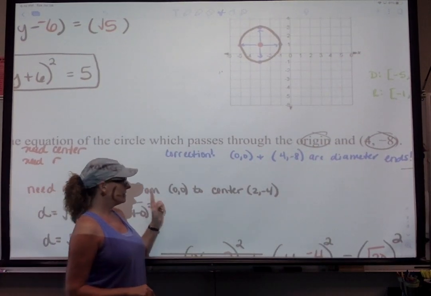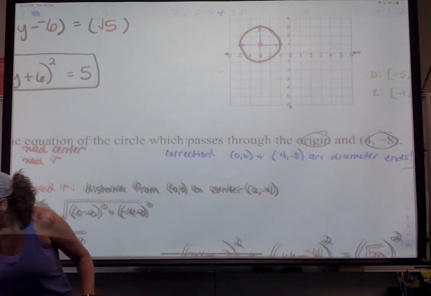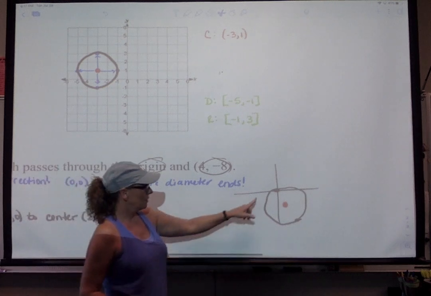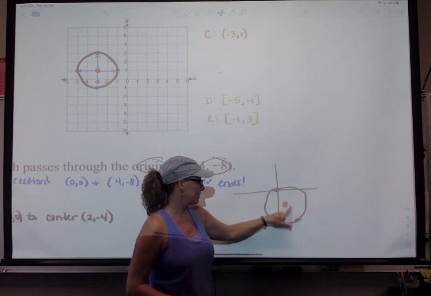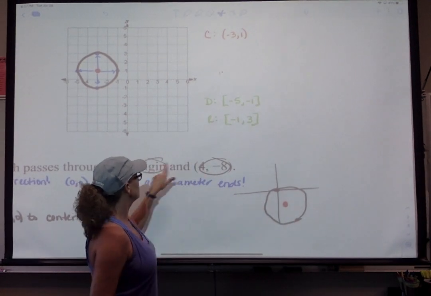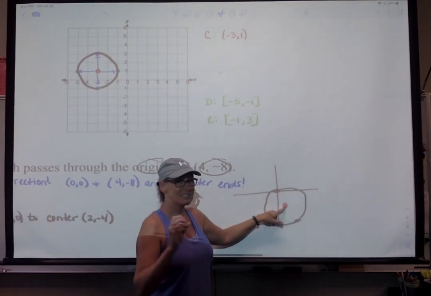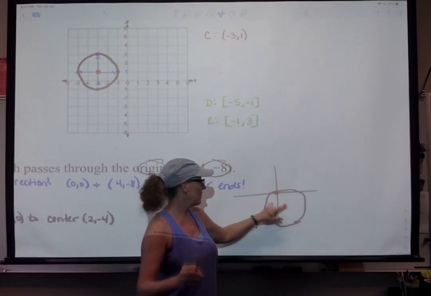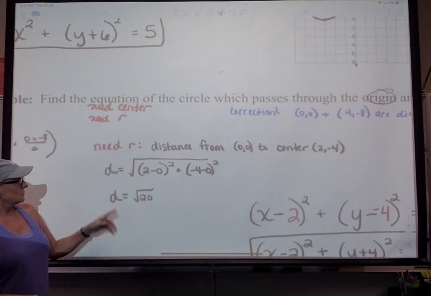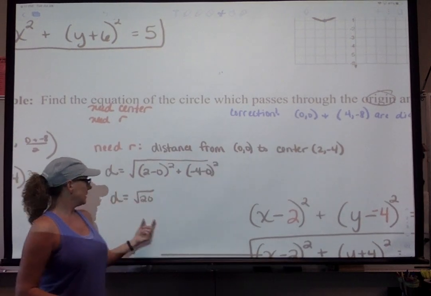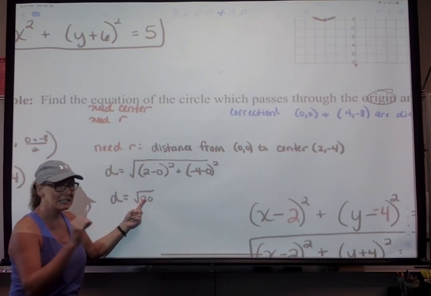I suggested using the distance from the origin to here. Look at what I did. From the origin to here. You don't want to find the diameter, so don't use these two. Use one of the points you were given and the center that you found. And that's going to give you the radius length. So I did the distance formula with those 2 points. I got radical 20 for my distance. That's my radius.